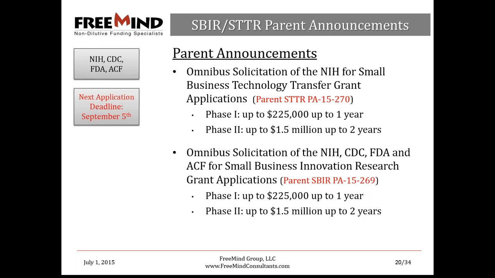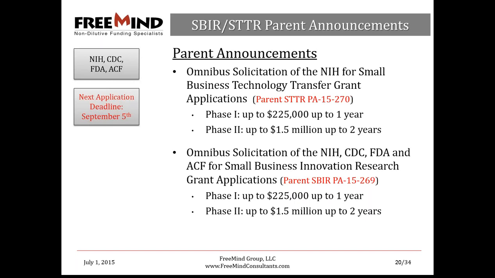The first one here is an STTR. This is the standard omnibus STTR. And as I mentioned, phase 1 is 150,000. It can be exceeded by 50%, so it's up to 225,000 total over 1 year, and up to 1.5 million over 2 years for the phase 2.